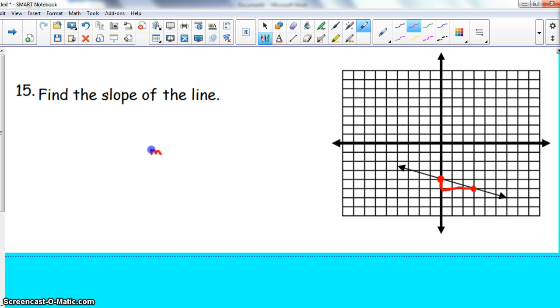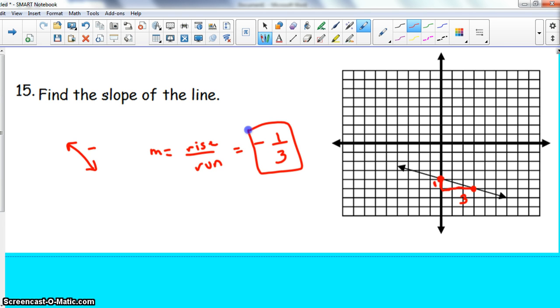So the slope, which is m, is rise over run. And I can see that this line is facing this direction, which is a negative direction, so I know I'm going to have a negative slope. And then my rise is 1 block down and 1, 2, 3 blocks over. So my rise is 1 and my run is 3, and we know that it's negative because of the way that it's facing. So your slope is negative 1 over 3.